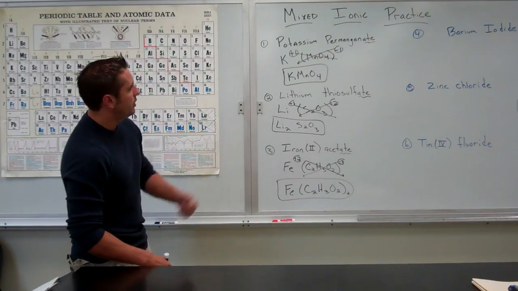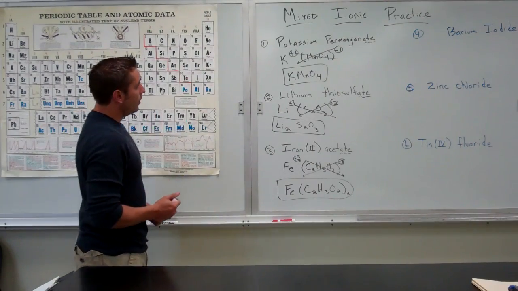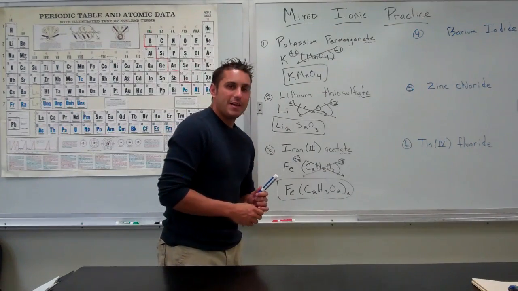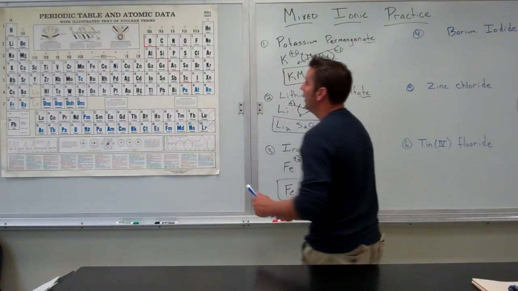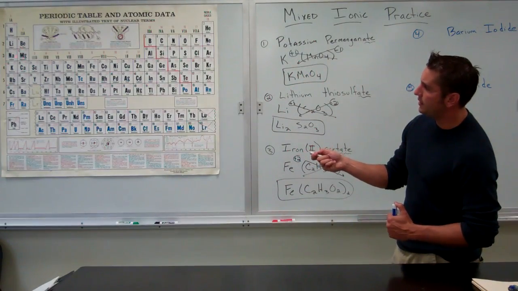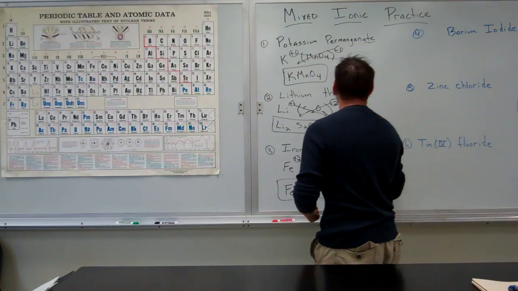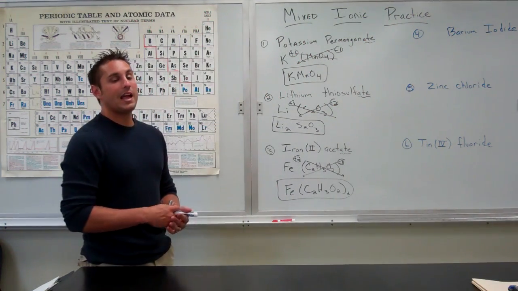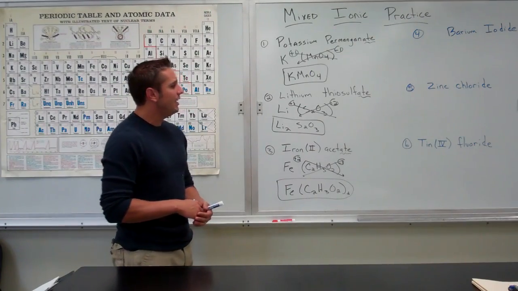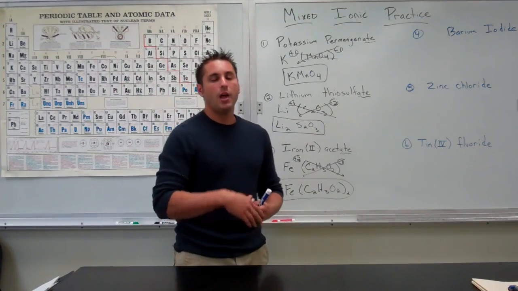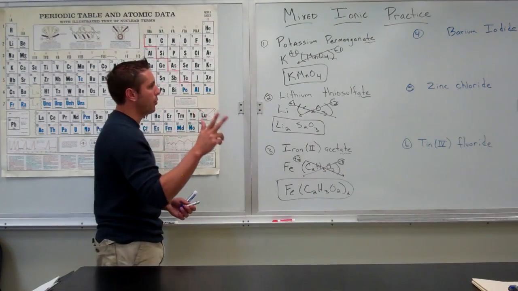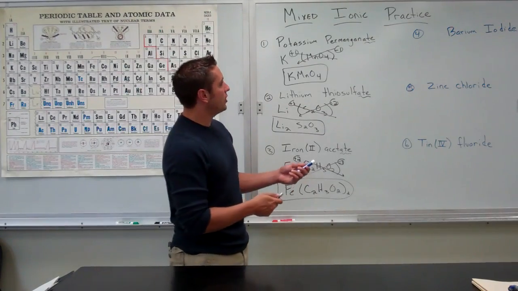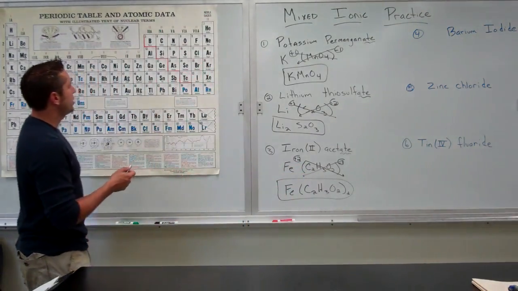Jumping up to example 4. Example 4 is barium iodide. Barium is to the left of the staircase, so it's a metal. Iodide ends in IDE. Is it one of our 3 polyions that ends in IDE? And the answer is no. Right? Hydroxide, cyanide, and peroxide. So that means we're just looking at a nonmetal, which is I.